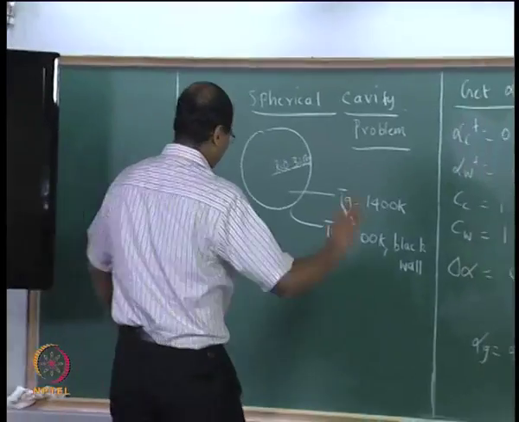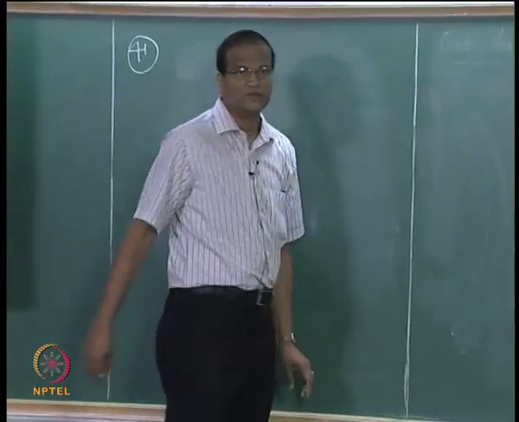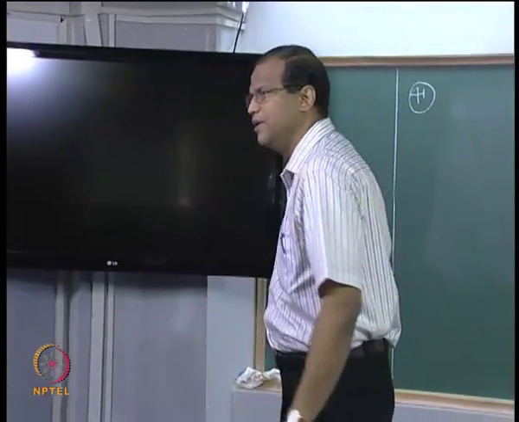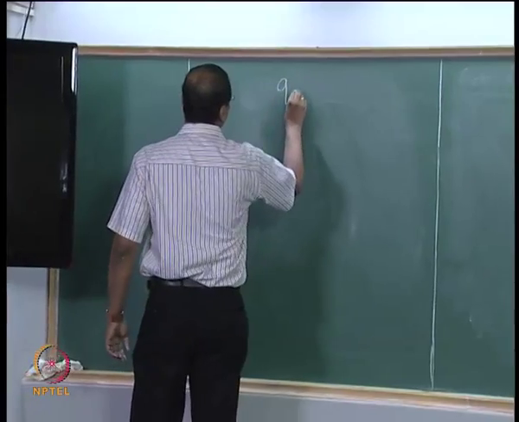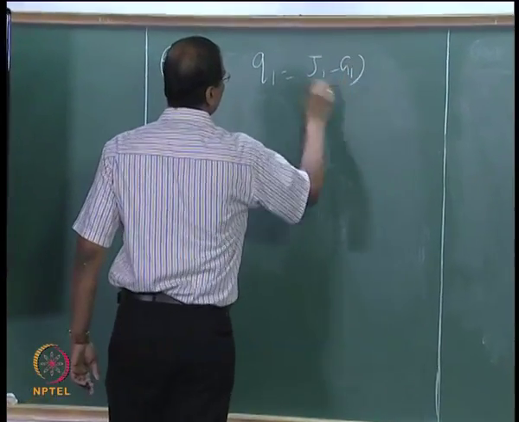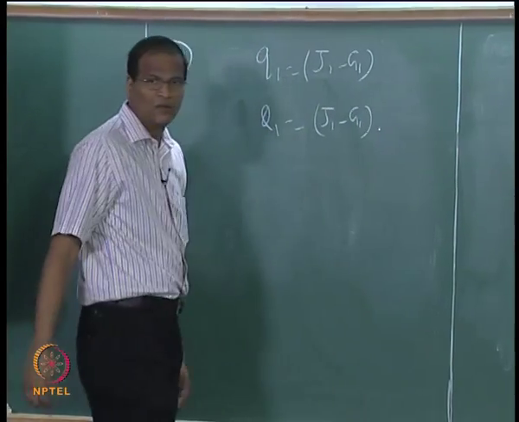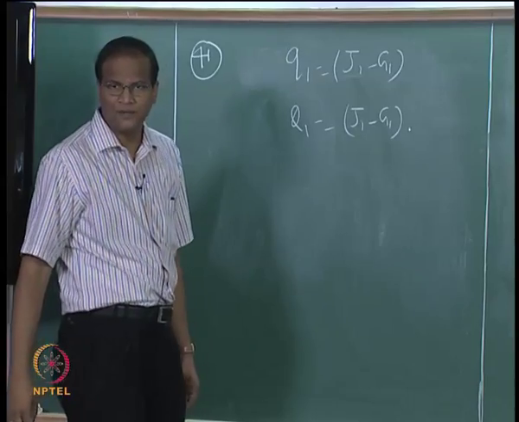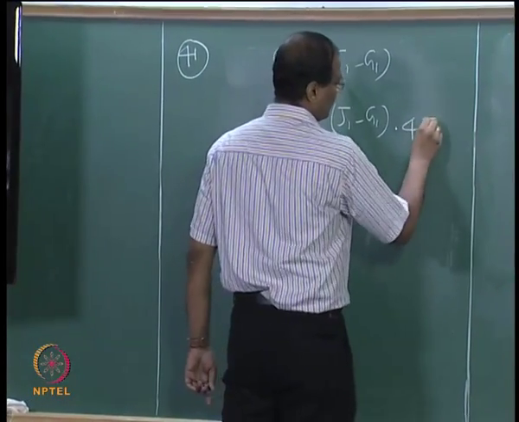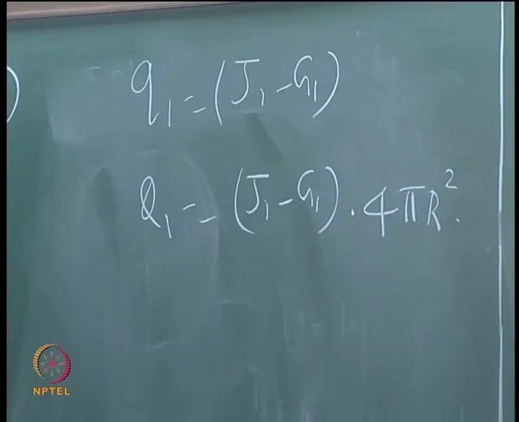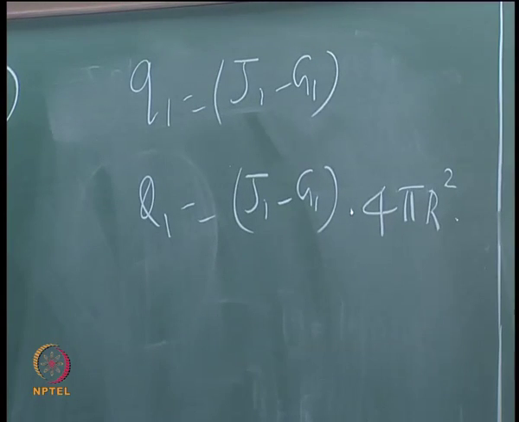Okay, so now we got the cooling rate required to maintain this fellow at 500 Kelvin. 500 Kelvin, that means we want (4πr²). Is that correct? Sphere. So this is the cooling rate required to maintain it at 500 Kelvin. Now J1 is easy.